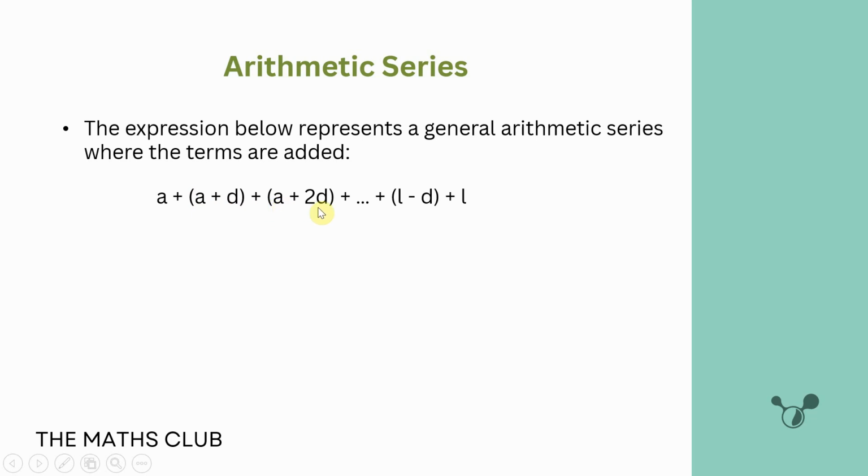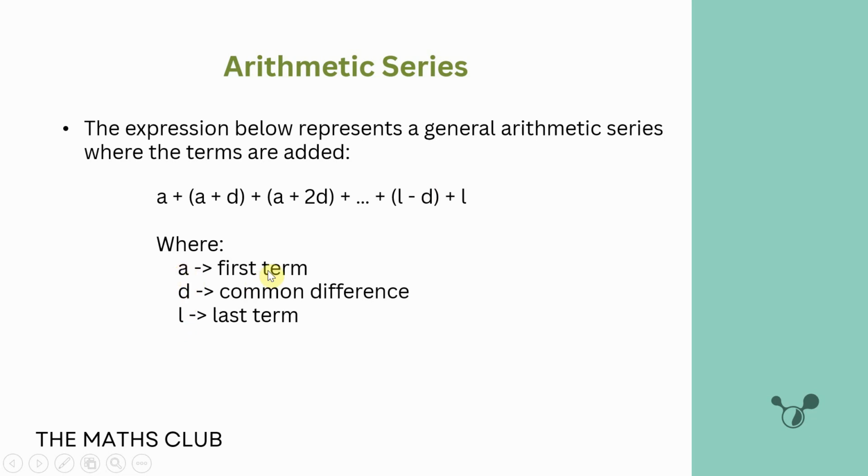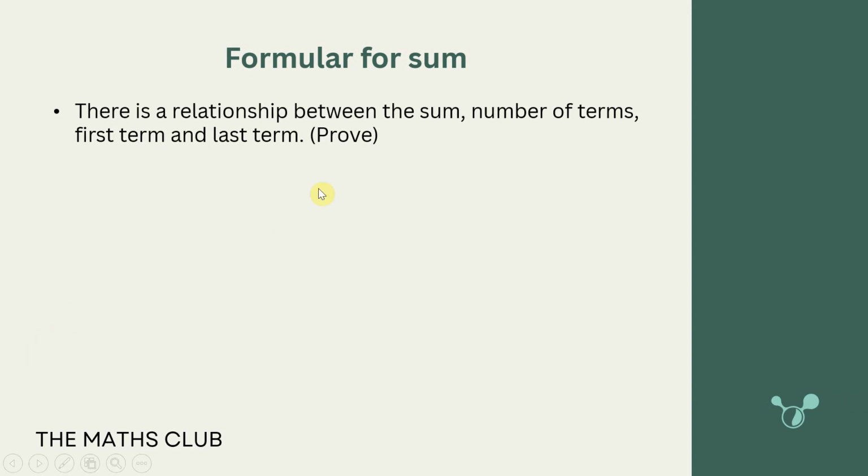This is a plus 2d. If I want to go backward, this will be a plus 2d minus d, so this will be a plus d. So also if I'm going backward from L, this will be L minus d. We've already said it before, the a is the first term, the d is the common difference, and the L is the last term. In this particular formula, there is a relationship between the sum, the number of terms, the first term, and the last term, and I'm going to prove it for you to see.